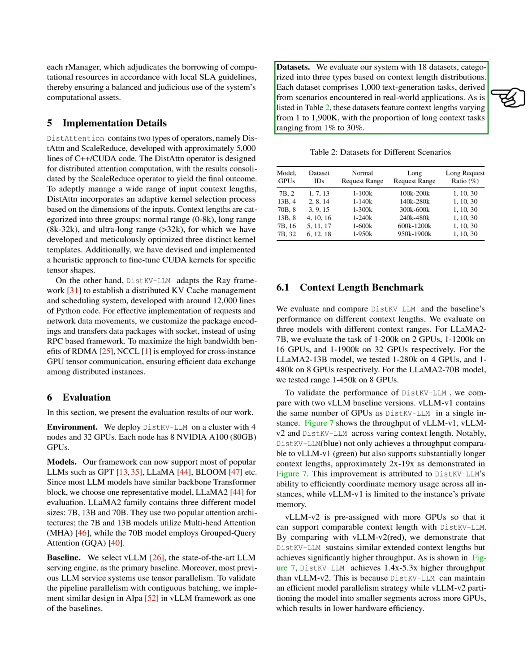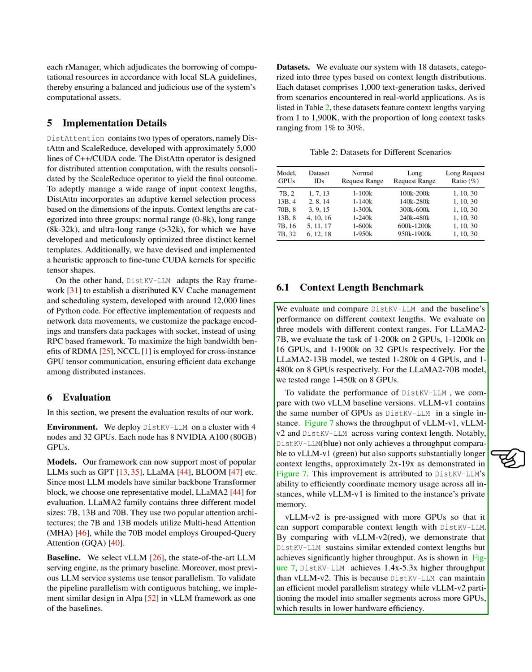We tested our system using 18 different datasets, each containing 1,000 text generation tasks based on real-world scenarios. These datasets were divided into three categories based on the length of the context. The context lengths in these datasets ranged from 1 to 1,900K, with the proportion of long context tasks ranging from 1% to 30%.